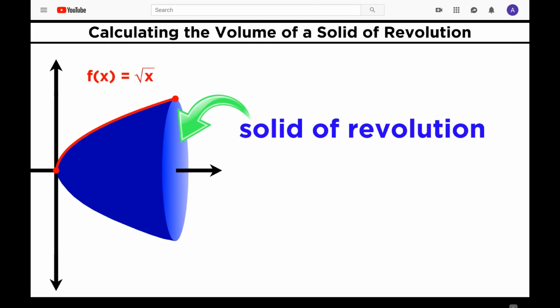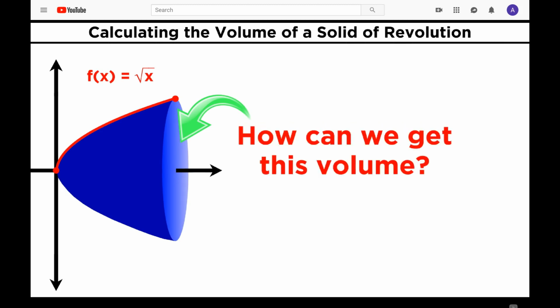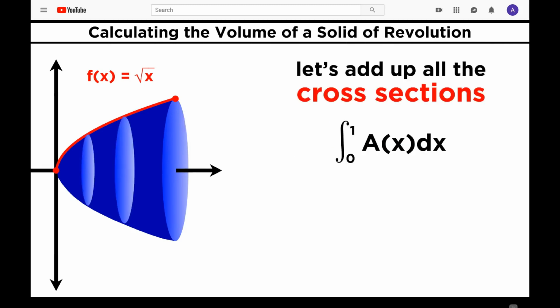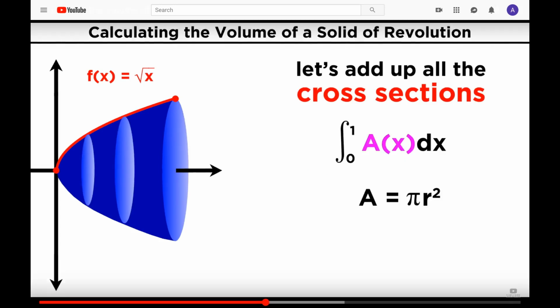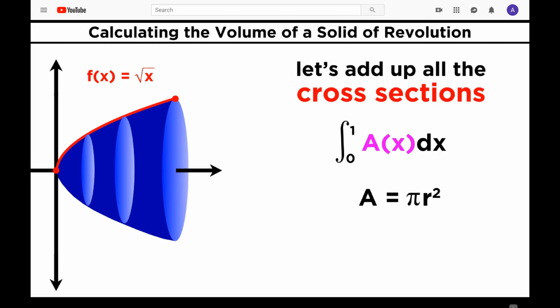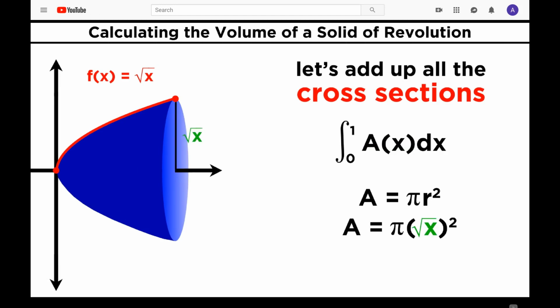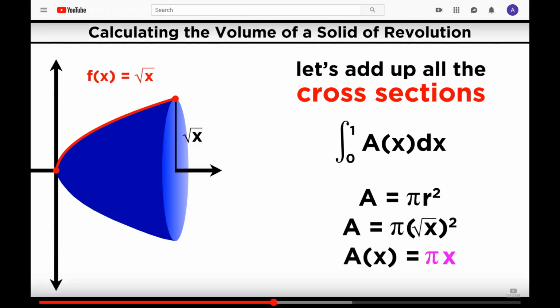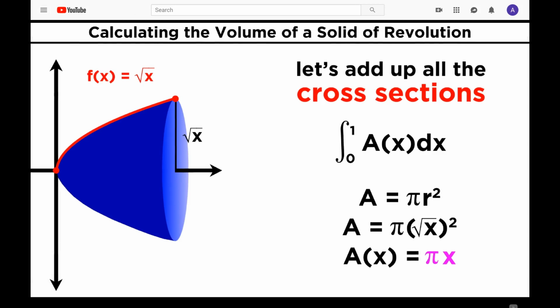In doing so, this is called a solid of revolution because we obtain it by revolving a region about a line. How can we get the volume of this shape? Well, as we said, we just add up all the cross sections by integration. So what is the formula for the area of one of these circular cross sections? Well, the radius is root x because that's how far it is from the x-axis to the function. So pi r squared gives us pi x.